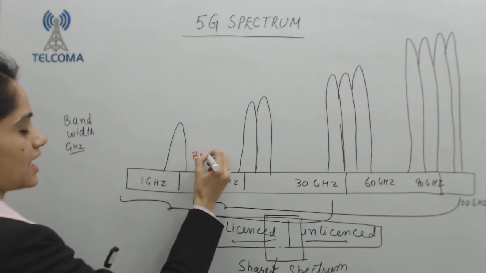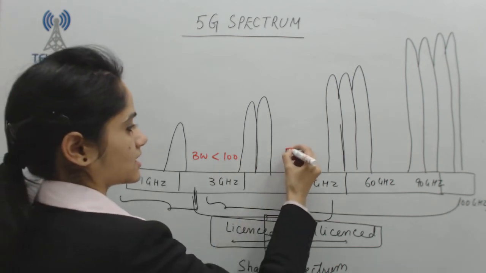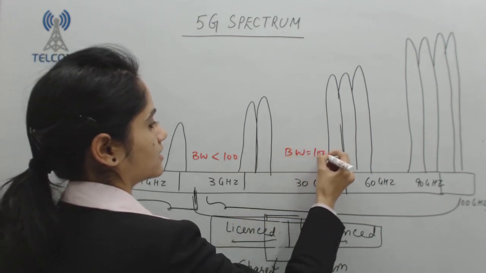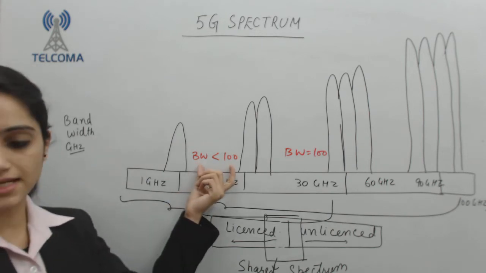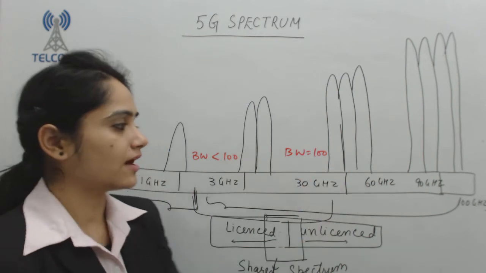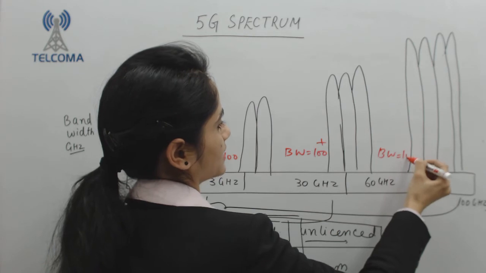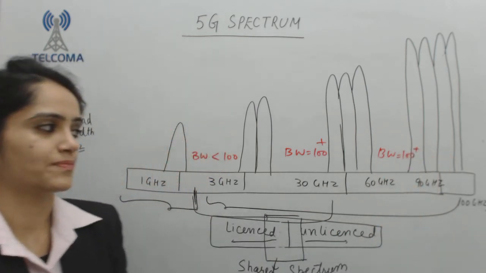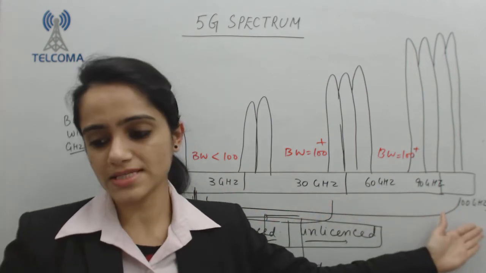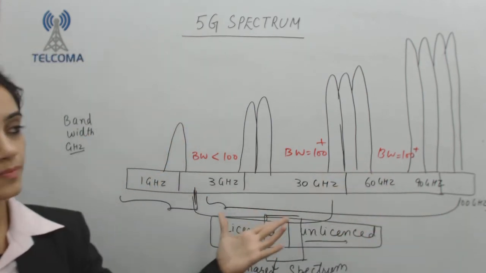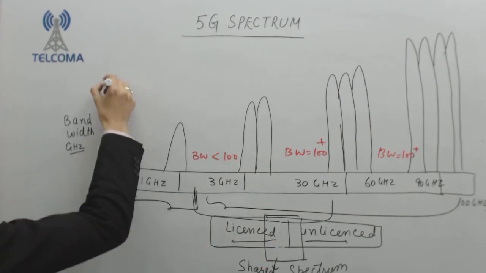Within this range, I have a bandwidth which is less than 100. Here we have less than 100. Then we are achieving 100 plus, and in this category also we are demanding 100 plus. That means as we are moving towards a higher frequency range, we are demanding more bandwidth. Then as the second factor, we have the speed factor.